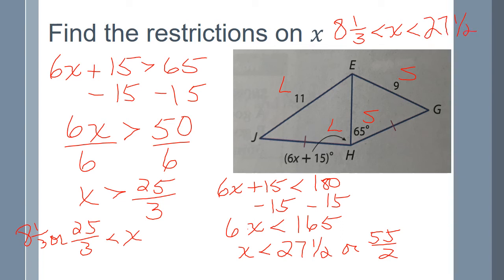Now, keeping this in mind, if it was to go the other way, instead of it being less than 180, we would say that 6x plus 15 is greater than 0. So you've got to pay attention to that. Your second setup is going to be either less than or greater than, depending on how the setup is. But it's either going to be less than 180 or greater than 0.